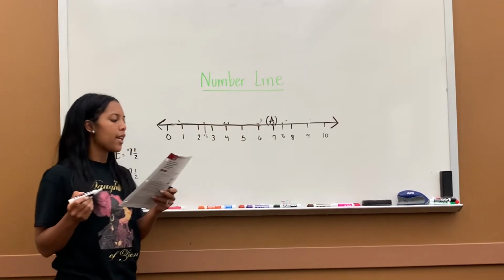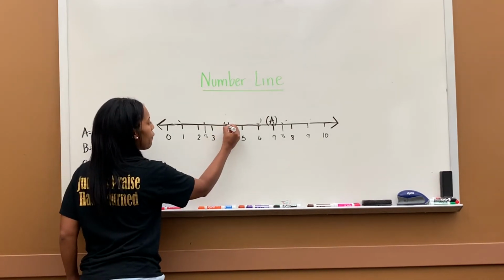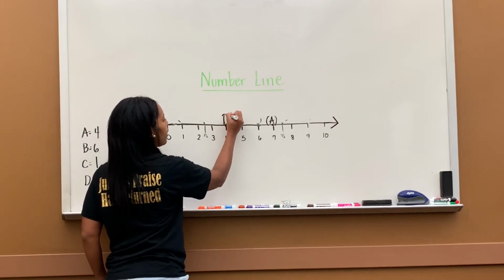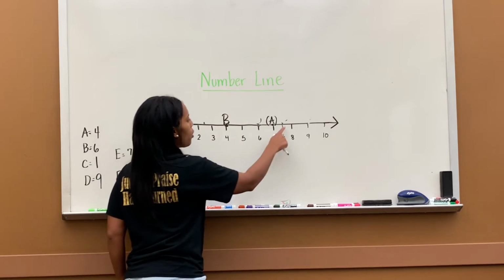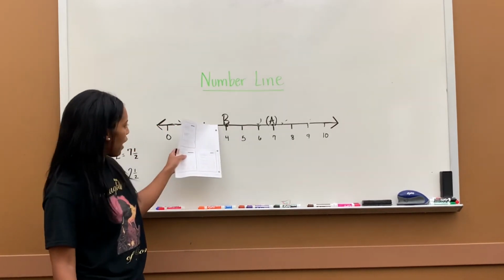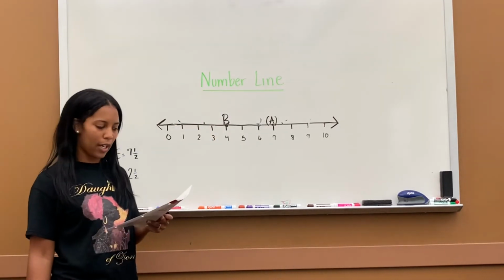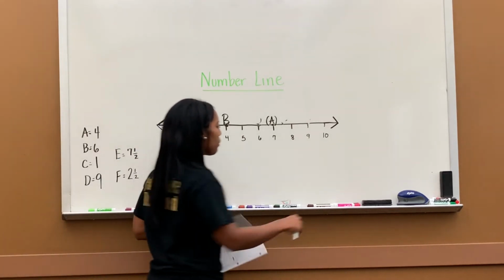Okay, next it says put a point at 4. So let's go to 4, put a point at 4. And it says write the letter B above it. So if you did it right, this is what your number line on number 1 should look like. It should be from 0 to 10. You should have a B above point 4 and an A above point 7. Okay? Cool? Hope so. All right, let's go to number 2.